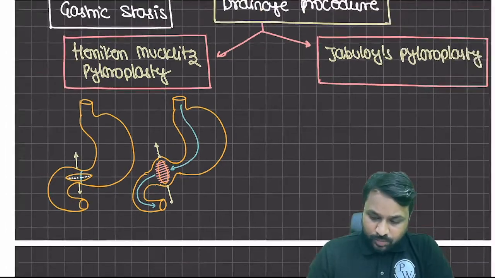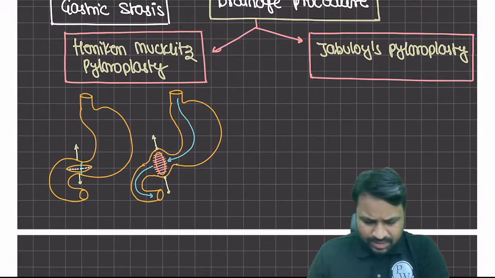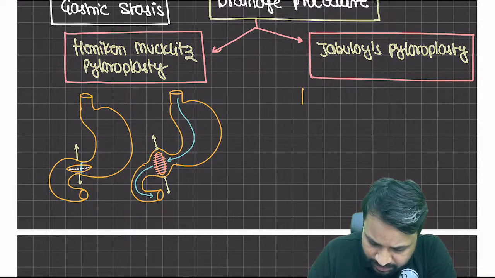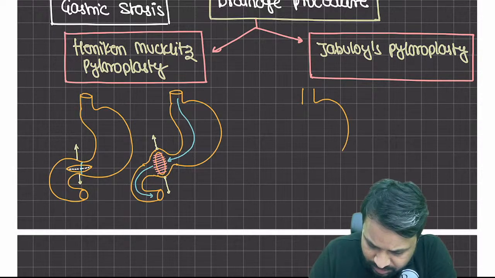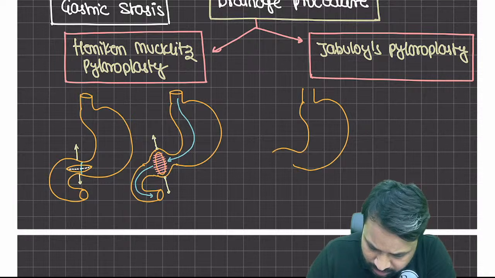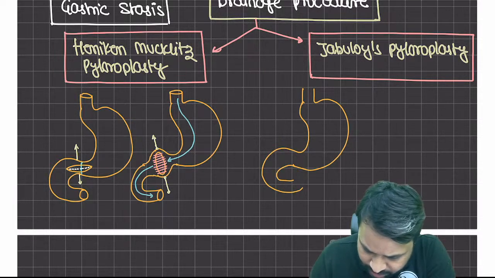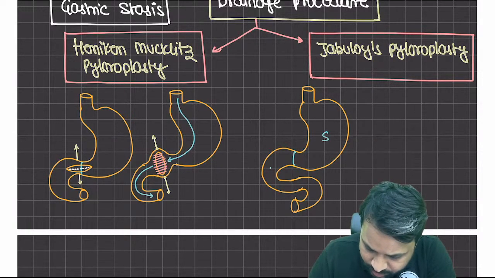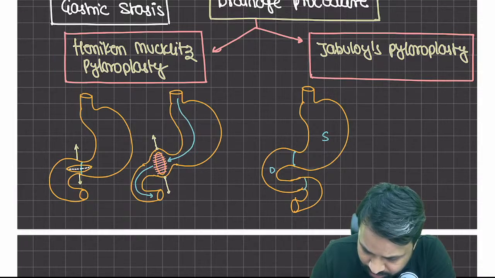Okay, so when you talk about the Jaboulay pyloroplasty, again, nothing spectacular about it. In the Jaboulay pyloroplasty, again, if this is the esophagus, this happens to be the stomach, and this is the duodenum that is present here, right? Now this continues across in this particular fashion. Okay, same thing, this is the stomach, this happens to be the duodenum, this happens to be the jejunum.